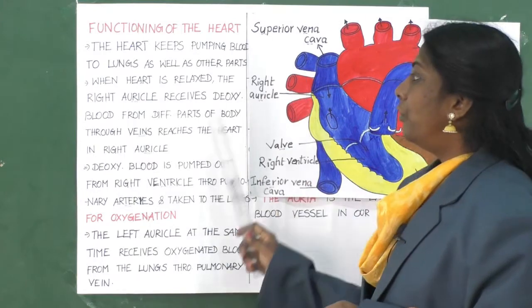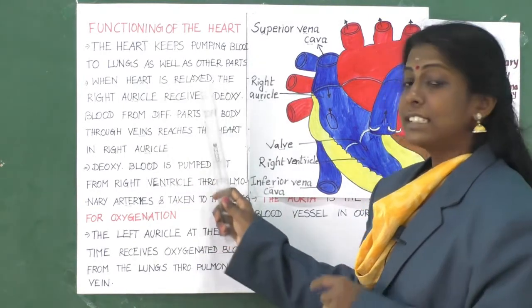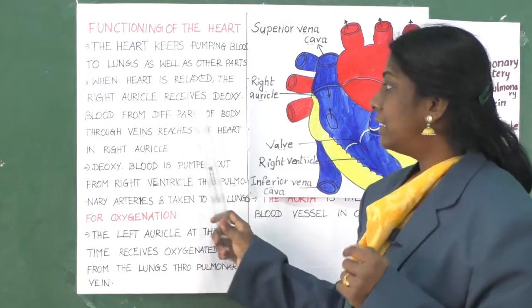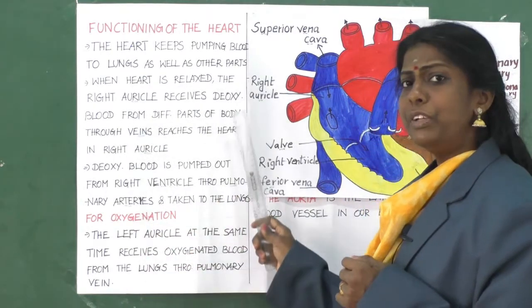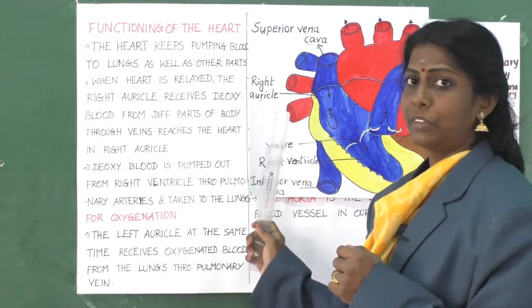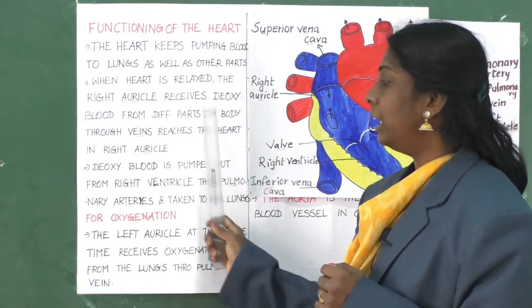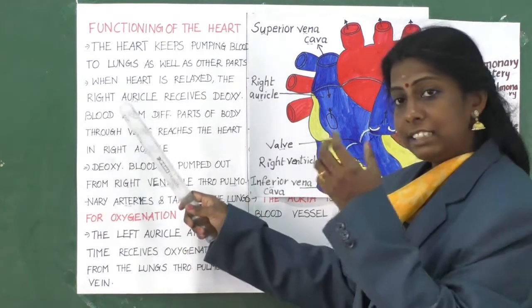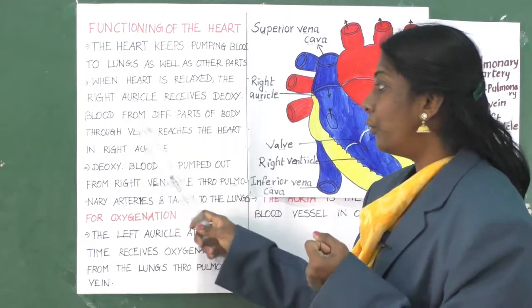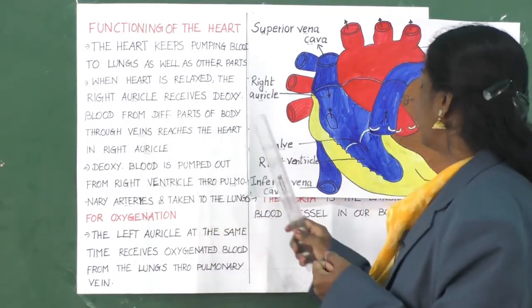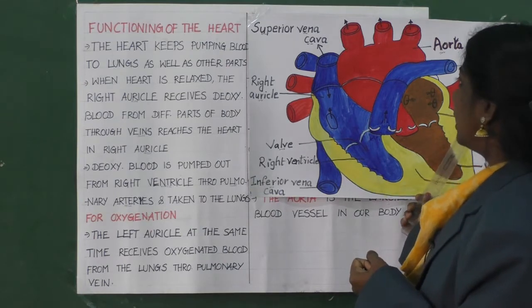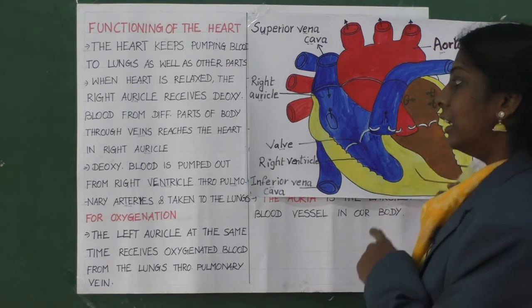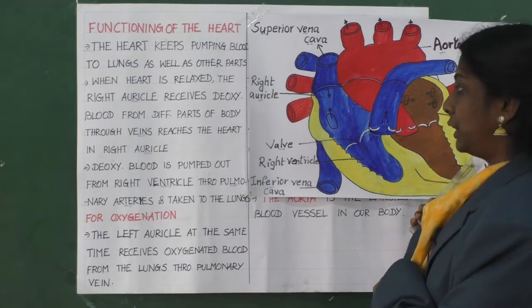So, when the heart is relaxed, the right auricle receives deoxygenated blood from different parts of the body. Through which vessel are they receiving the deoxygenated blood? Through veins. You can see here, the pulmonary vein. There are so many veins here. Pulmonary vein is an exception.